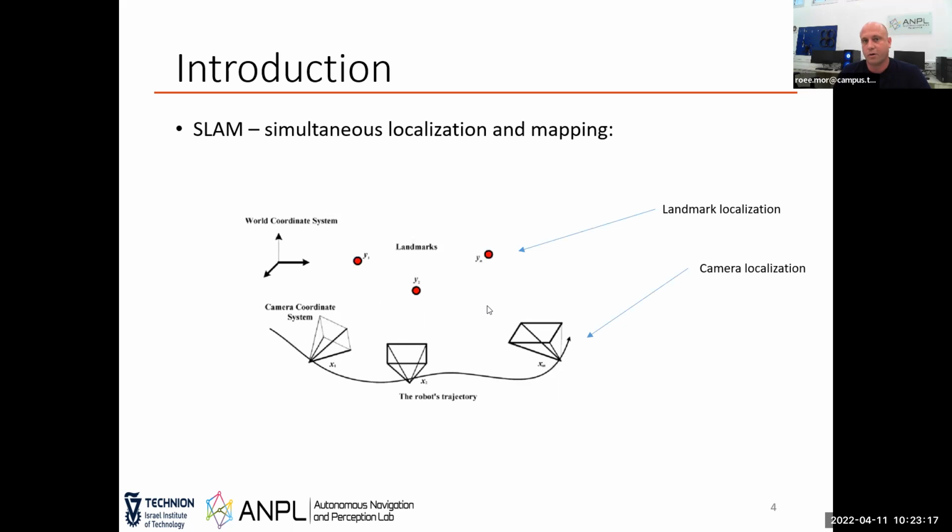Okay, so I assume you all know about the SLAM problem. SLAM is simultaneous localization and mapping. It means you have a map, which is a set of landmarks you can see in the environment, and you have a camera that makes a specific trajectory over time and measures these landmarks. And then the SLAM problem is simultaneously estimating the trajectory of the camera, which means 6 degrees of freedom of the camera over time, and then the location of the landmarks, which is the map.